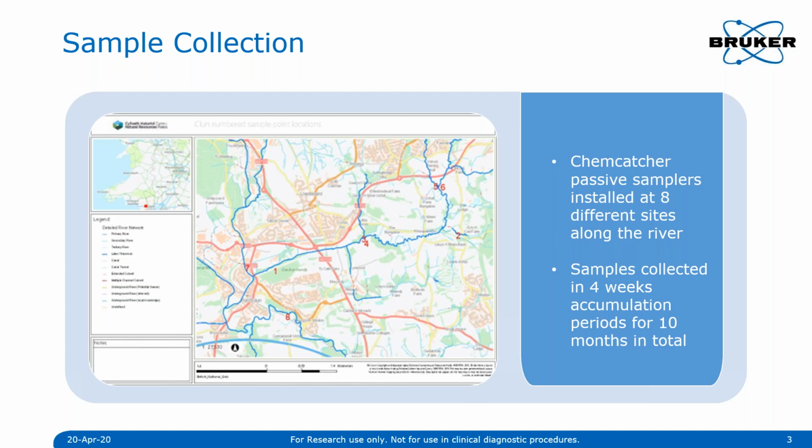To collect the water samples, 8 different sites have been selected along the river. The sites include locations up and downstream from the local wastewater treatment plant. On this map, the water treatment plant is located close to the center, very close to the sampling point 4 right here. The samples have been collected using a passive absorption technique and sample collectors called Chemcatchers. These samplers have been deployed at all 8 sites for 4 weeks at a time for a total duration of 10 months.